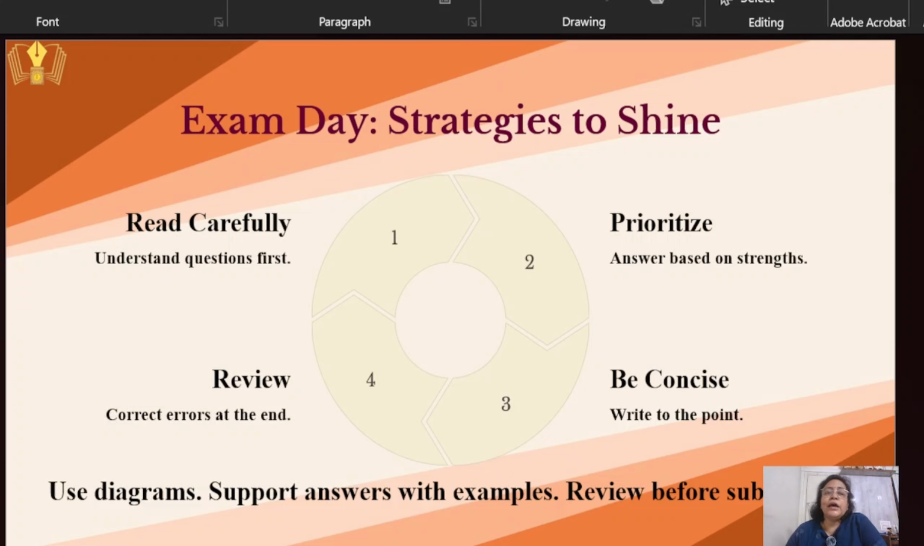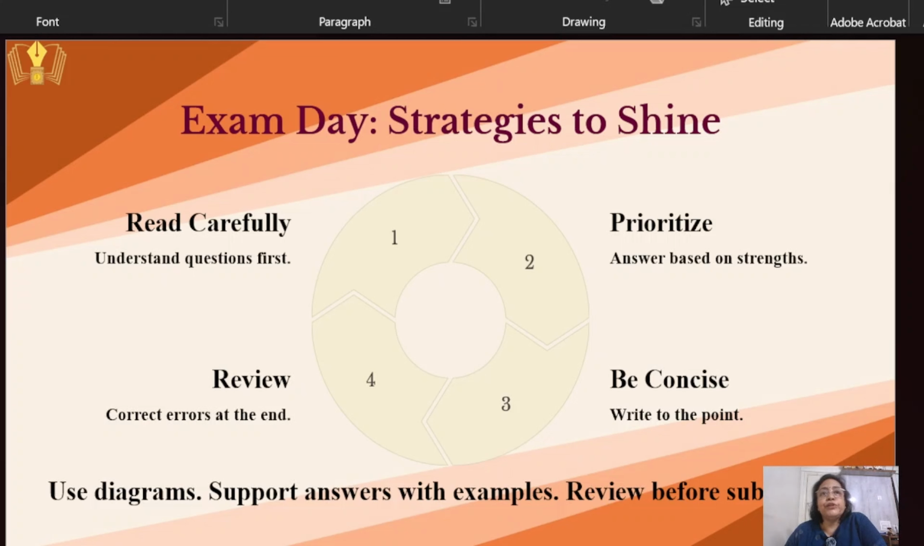Sometimes we have seen that you know the answer, but the question is of only 2 marks, and you are writing for more than a page. Children, be very, very careful and be very, very calculative. You have to be concise. You have to write your answers as per the marks allotted. Finish your paper in such a way that you get time to review.